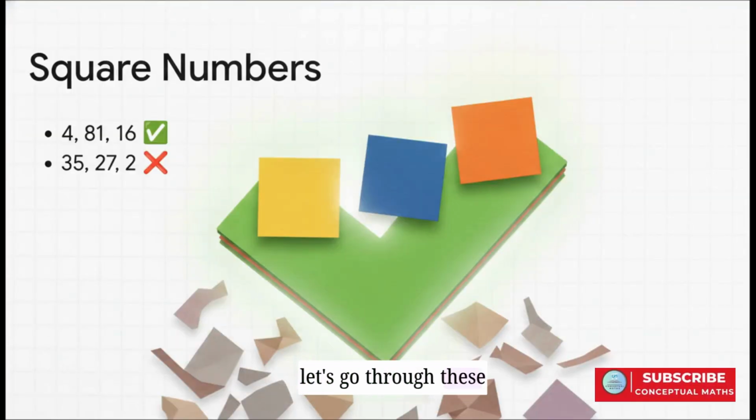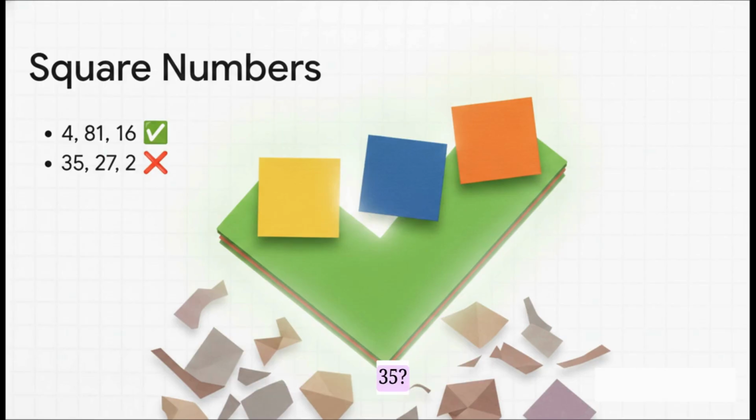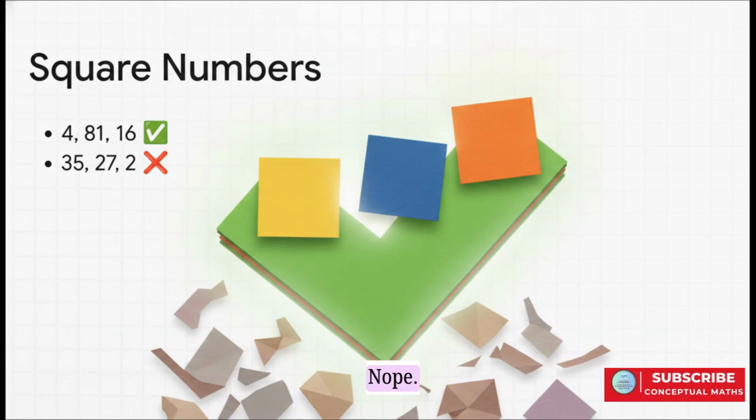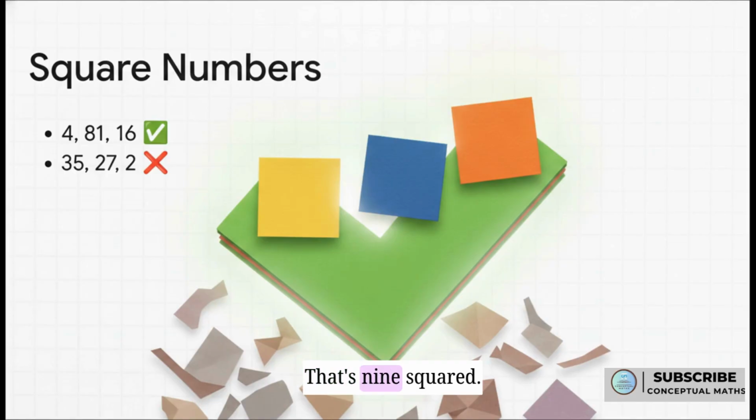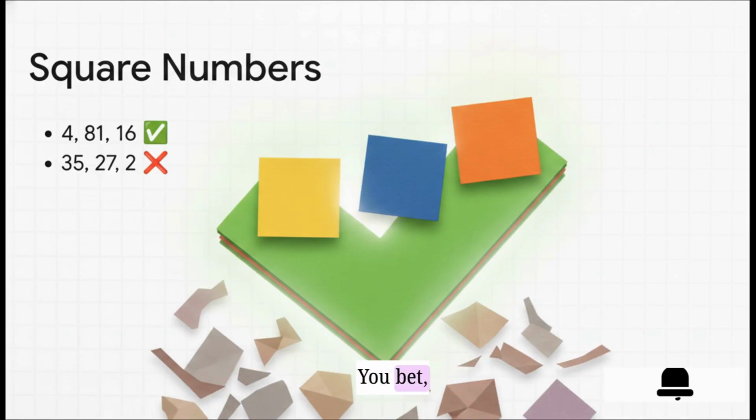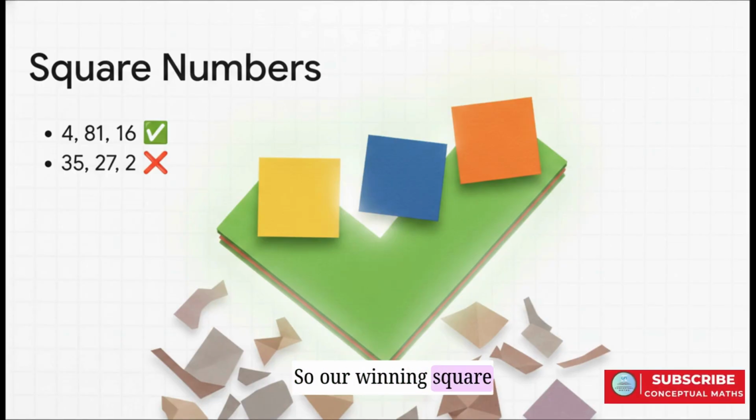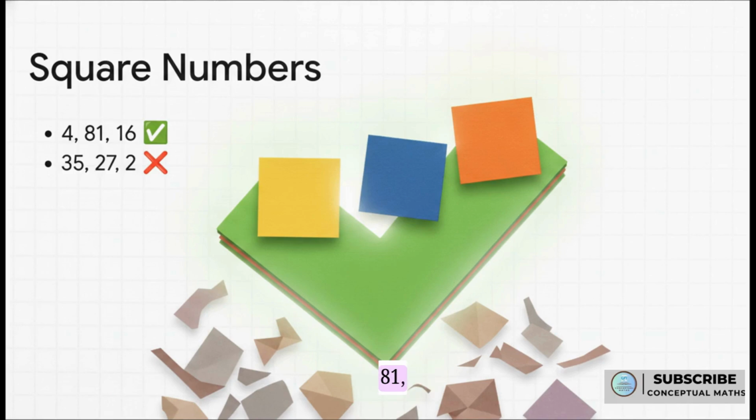Okay, let's go through these and grade them together. 35? Nope, not a square number. 4? Yes, 4 is 2 squared. 27? Nope. 2? Also nope. 81? Absolutely, that's 9 squared. And 16? You bet, that's 4 squared. So our winning square numbers from this lineup are 4, 81, and 16. How'd you do? Did you get them all?